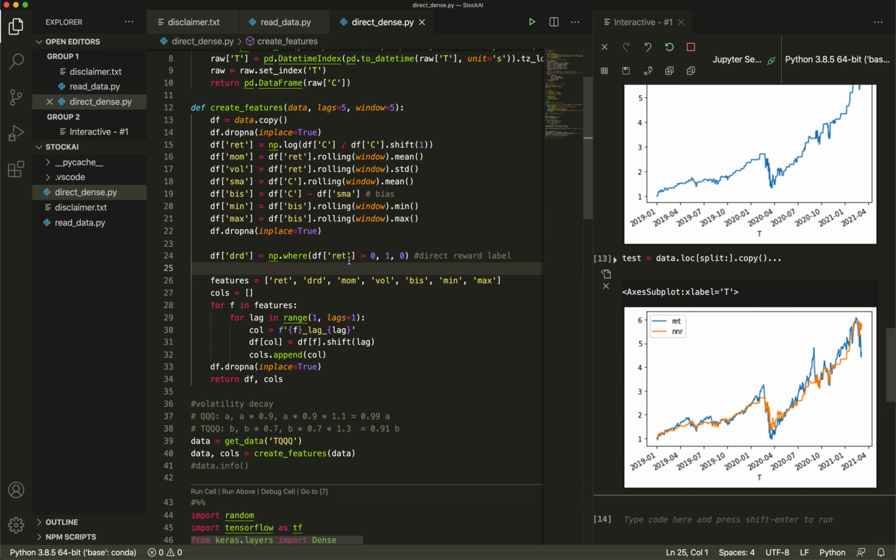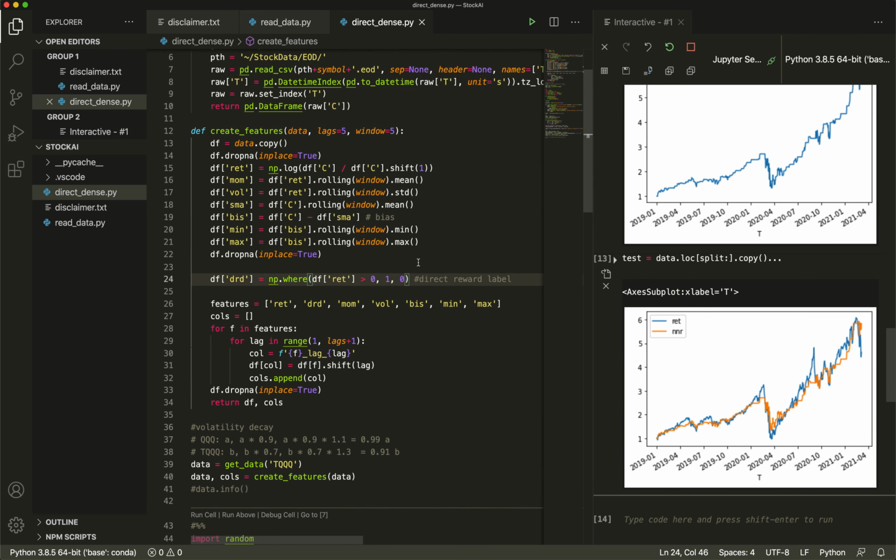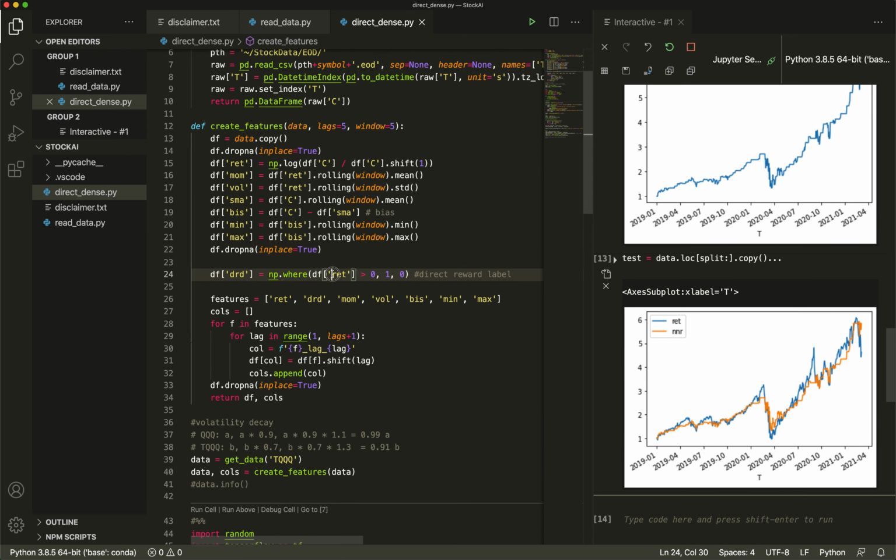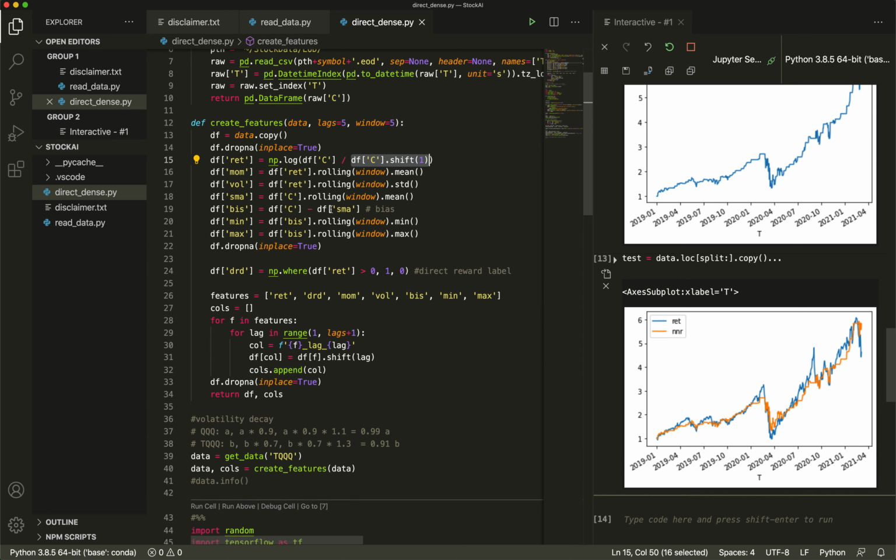So that's our label. The label is purely the value of either 1 or 0. It doesn't involve any other values. And the return was computed based upon the closing price: the closing price of the next day divided by the closing price of today, and then we take a natural log of it, because the shift of 1 is on the denominator. So that was the label.